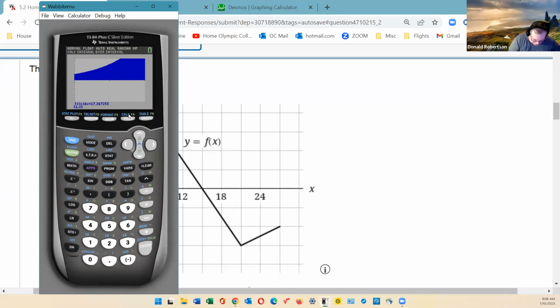And the answer is about 17.36725. It has an exact value. Its exact value is actually e times (e squared minus 1), but that's what that is as a decimal.